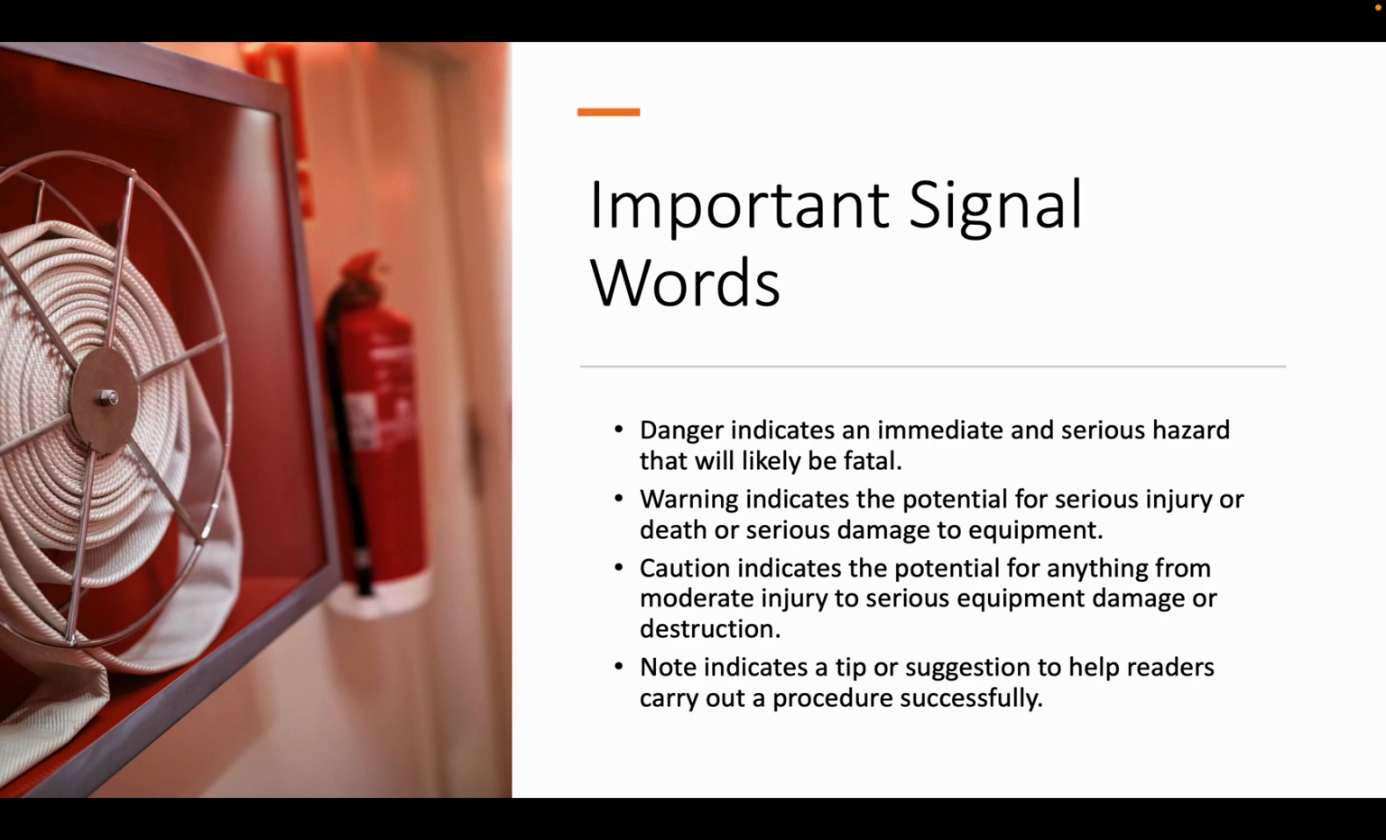Warning indicates a potential for a serious injury, for a death, or for damage to equipment. So warning is a little bit more of a broad term. And then caution indicates something could go wrong, from a moderate injury to equipment damage to destruction, something like that. And then if you see note, this is just a tip or a suggestion that will help the readers, but there's not likely going to be any harm caused if they don't pay a lot of attention to what the note is saying.